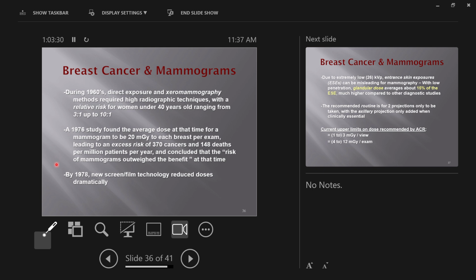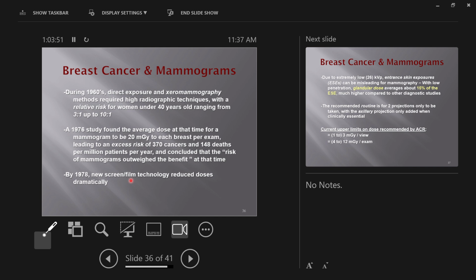But 1978 comes along, new technology, new screen film technology, reducing dose drastically. And so here's the problem with mammography. Mammography uses very low kilovoltage and very high mass.